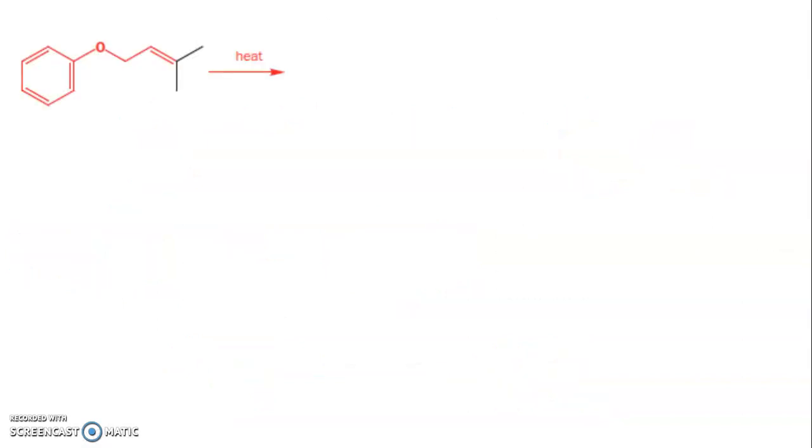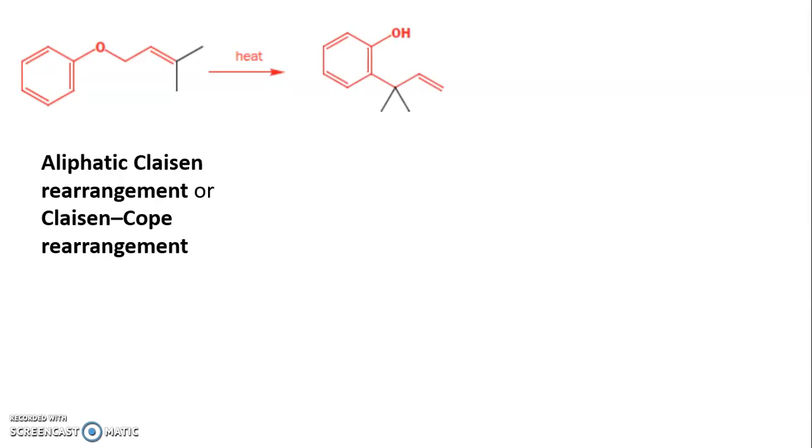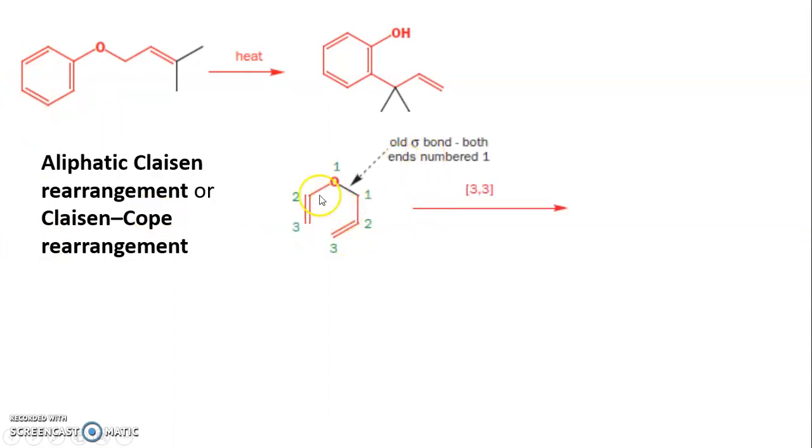Let's solve, or you solve this: keep it on pause and try to solve it. So this is the answer for it. Now let's see aliphatic Claisen rearrangement, also called the Claisen-Cope rearrangement. The previous one was an aromatic moiety; for the aliphatic moiety, the example is vinyl allyl ethers. The same technology: the old sigma bond is transferred to the 3,3 position, that is the new sigma bond.